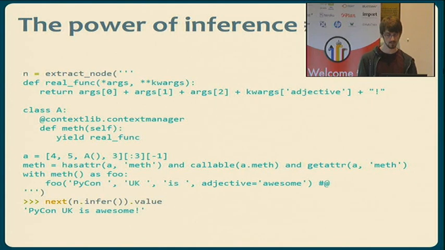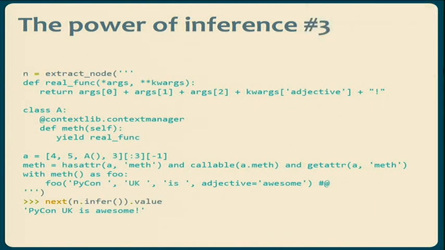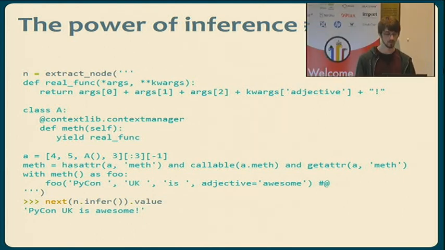And finally, a more complex example, which involves a lot of Python's semantics, like variable positional arguments, context managers, slicing, indexing, a bunch of built-ins. And as you can see, Astroid and Pylint can really understand what that code will actually do when executed, which is generating that awesome string.